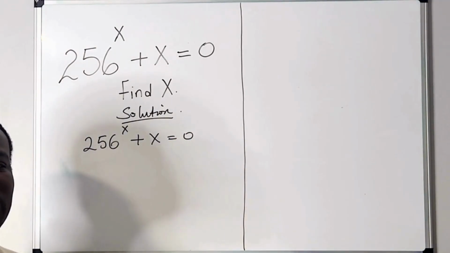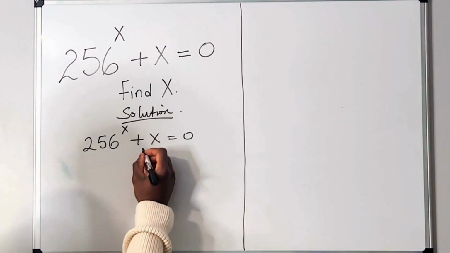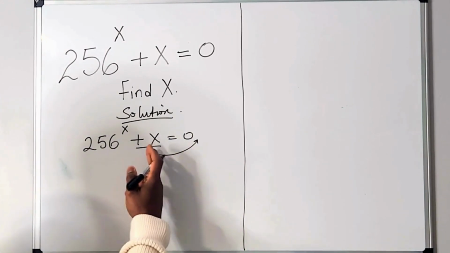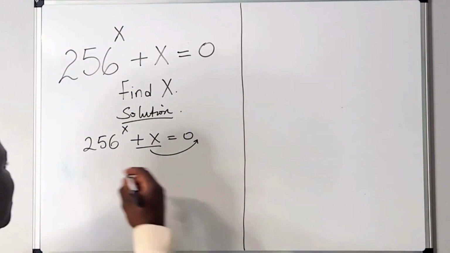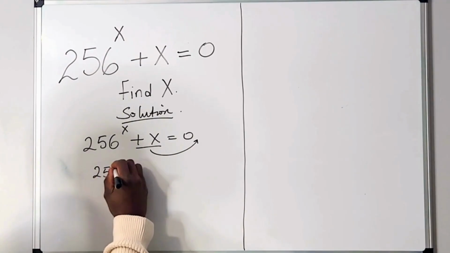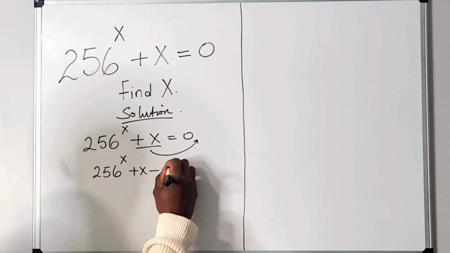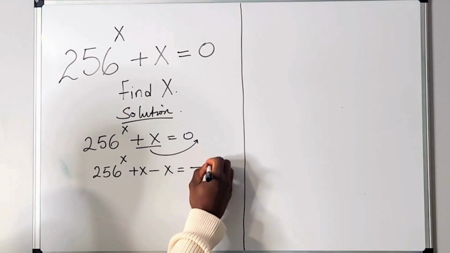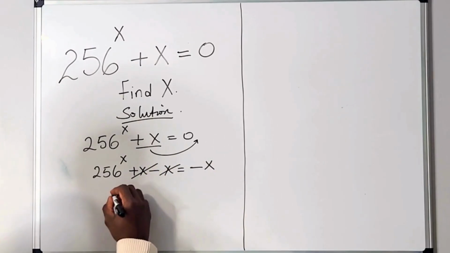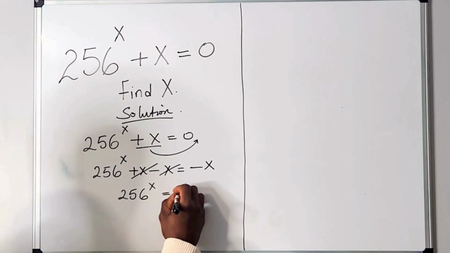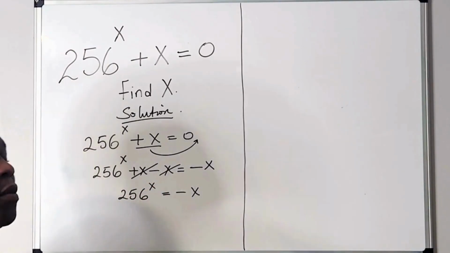So the next thing we're supposed to do here is we're going to move this over to the right hand side, or we can subtract x from both sides. So now we have 256 raised to the power x plus x minus x. So we have 256 raised to the power x equals minus x.